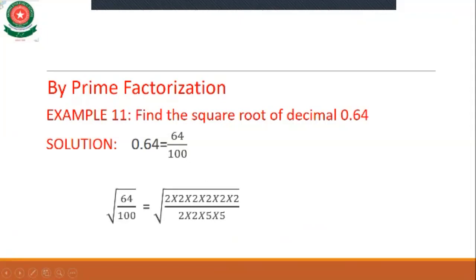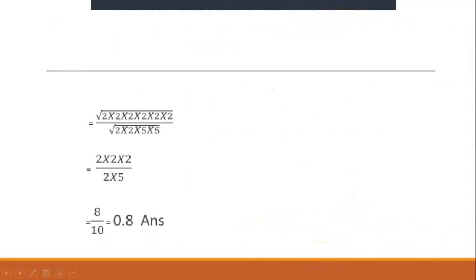The factors of 64 are 2 multiplied by 2, 2 2s are 4, 4 2s are 8, 8 2s are 16, 16 2s are 32, and 32 2s are 64. Now in the denominator, 2 5s are 10, 4 5s are 20, 5 times 20 is 100. These are the factors of 100. In the next slide, we separate the square root on the numerator as well as on the denominator.